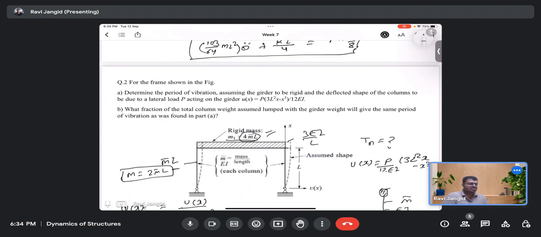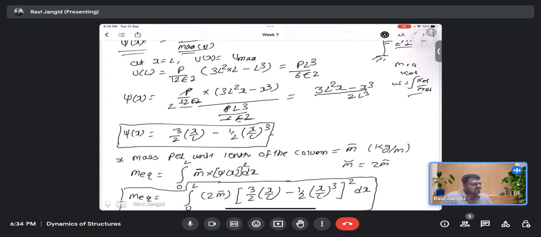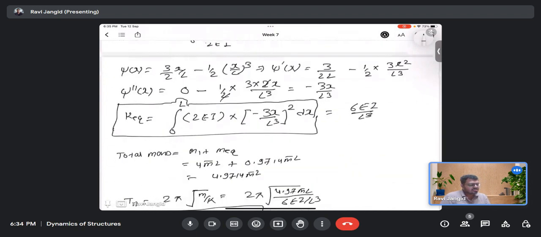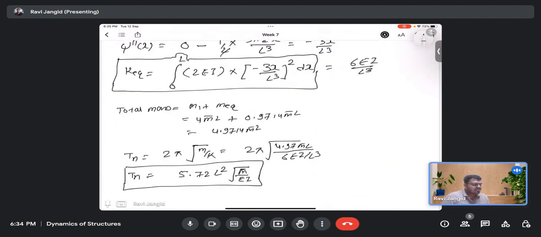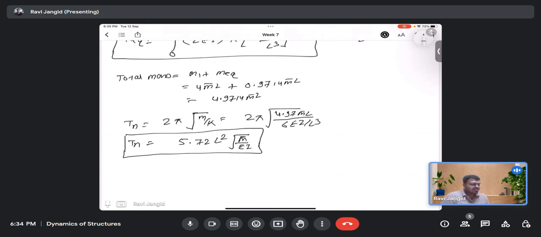Anyone? I didn't understand. It is asking in this question what percentage of the total weight or mass should be considered so that whatever time period we calculated using this procedure, which is 5.72 L square, should be the same. This is one time period.